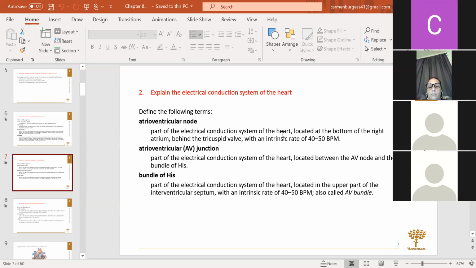And what's the intrinsic rate of the AV node? 40 to 50. Right. Then it keeps traveling, right? And it goes through the junction. It's got to keep on rolling. It's like a train. It rolls through the junction to the AV bundle. Well, no, bundle of His or the AV bundle, right?